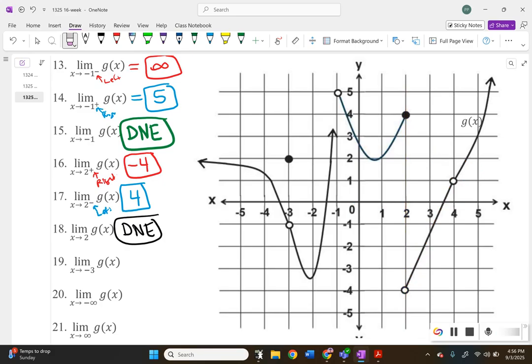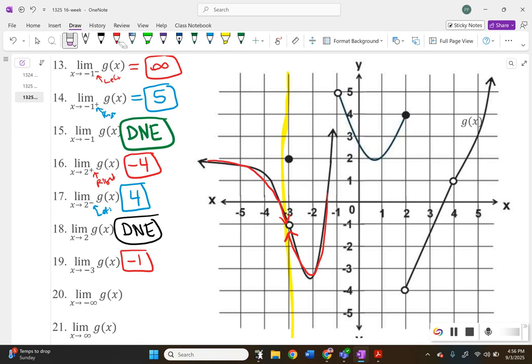The next one says the limit as x approaches negative 3. So here is negative 3. It doesn't say from the left or the right, so I'm going to check them both. Coming from the left, I'm approaching a y value of negative 1. Coming from the right, I'm also approaching a y value of negative 1. So the limit is going to be negative 1.